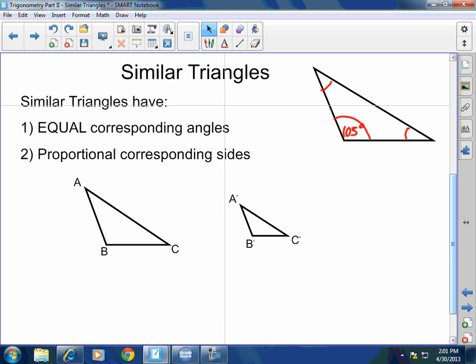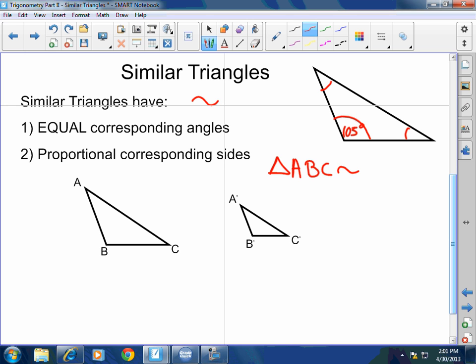So similar triangles are defined as such. Similar triangles are triangles that have equal corresponding angles. Let me first show you how to define corresponding angles and sides. If I were to tell you that triangle ABC is similar, that's the similar symbol, by the way, to triangle A prime, B prime, C prime.